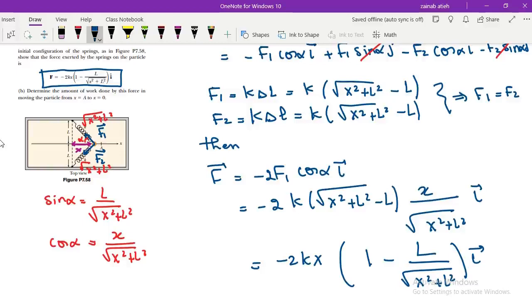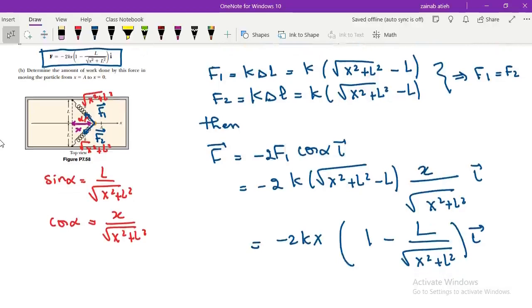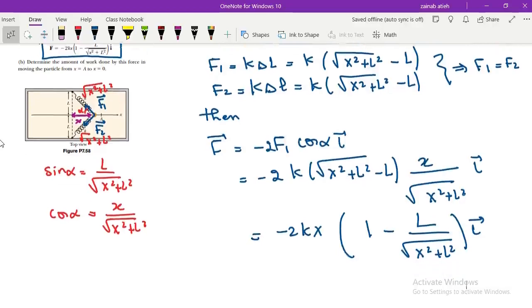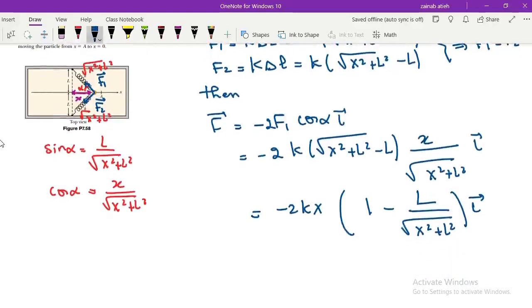In part B, it asks: determine the amount of work done by this force in moving the particle from x equals a to x equals 0. When I moved the particle from x equals a to x equals 0, how much is the work done by this force? If you look at this force, it is not a constant force, it's a function of x. Every time x changes, the force changes. So to find the work, we have to use the integral form.